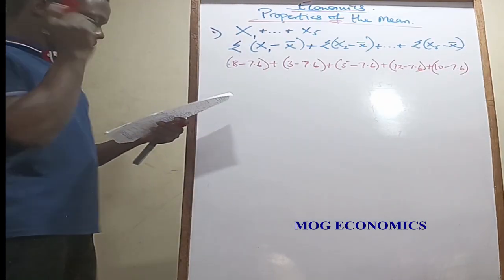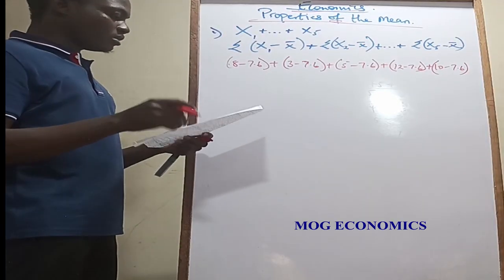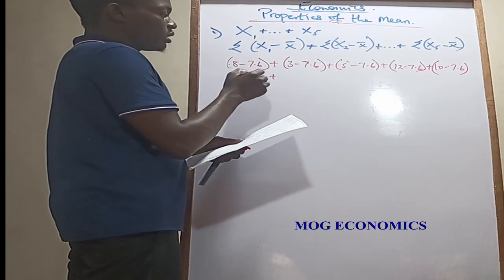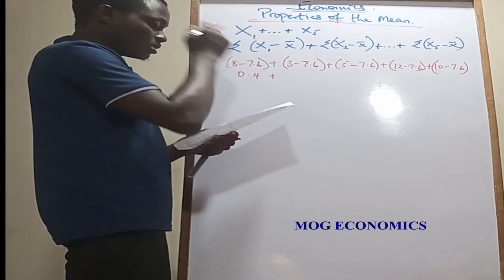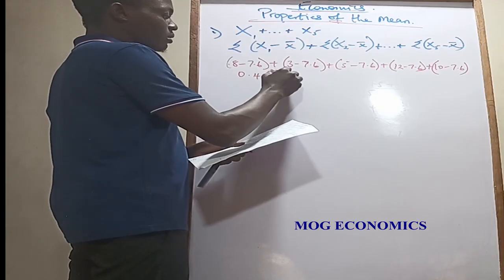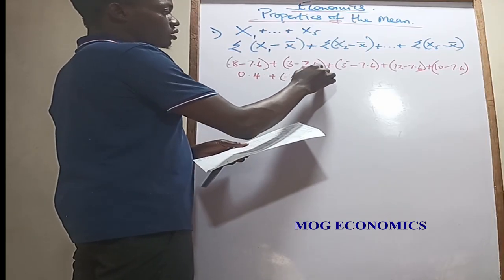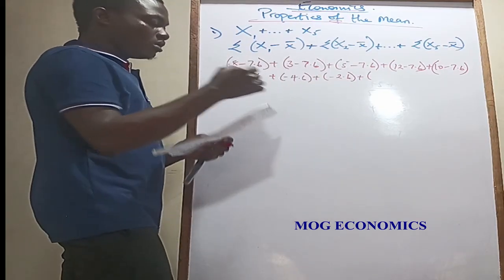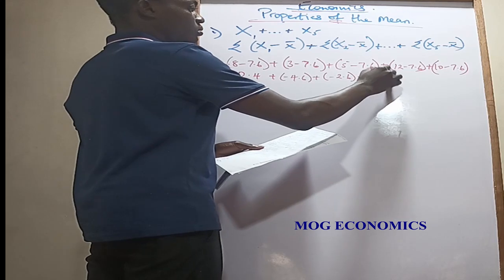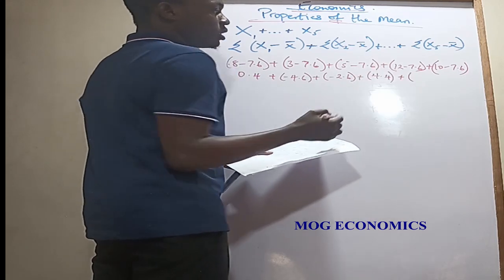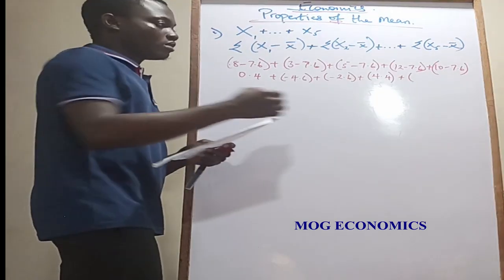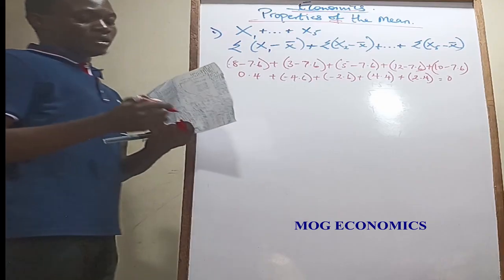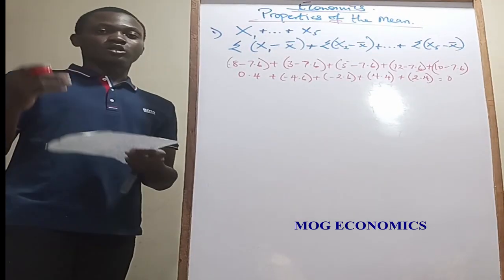So when we add all of those, what are we going to get? This is 0.4, plus 3 minus 7.6, that's minus 4.6, plus minus 2.6, plus 4.4, then plus 2.4. I want to be sure of the calculation. Everything when you add them together will give you 0. That's the first property of the mean, the sum of the deviations.